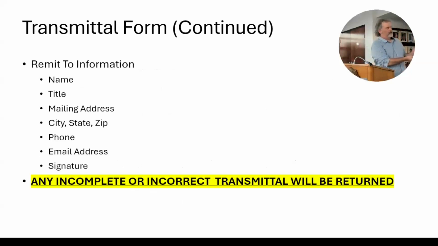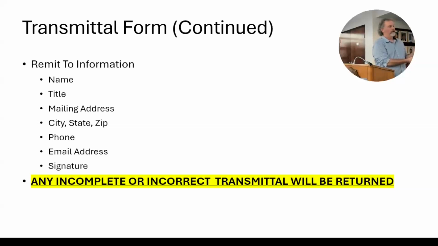But again, this is going to be your remit to information. Print your name, the title you have within your unit, the mailing address that you want your paperwork returned to if there is an issue, city, state, and zip, your phone, a very clear email address in case there's anything we need to do with that. And then again, a signature at the bottom.